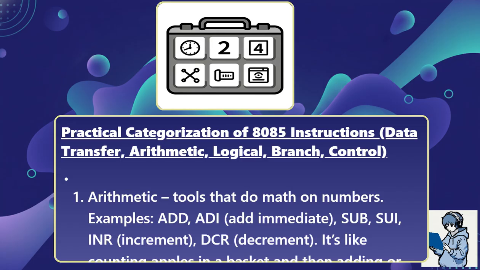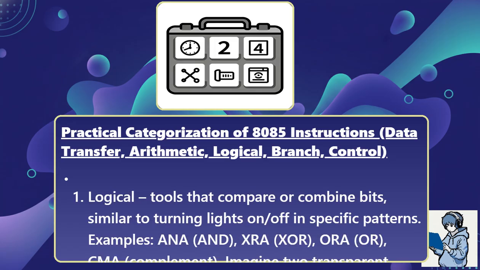Arithmetic tools that do math on numbers. Examples: ADD, ADI add immediate, SUB, SUI, INR increment, DCR decrement. It is like counting apples in a basket and then adding or removing some. Logical tools that compare or combine bits, similar to turning lights on and off in specific patterns. Examples: ANA AND, XRA XOR, ORA OR, CMA complement. Imagine 2 transparent stickers with holes. Overlaying them shows where both have holes, AND, or at least one has a hole, OR.